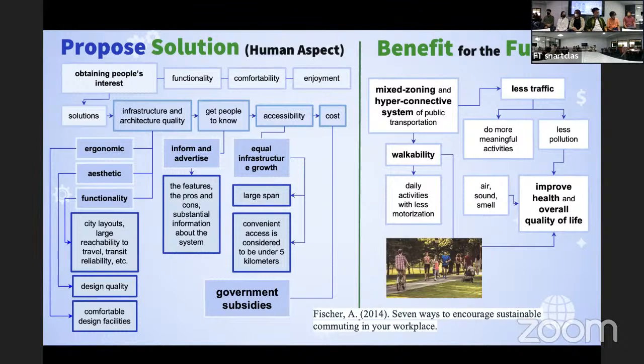Now, lastly, one of the most important aspects too is the cost. Perhaps the government can give a certain amount of subsidy. So, why do we actually create this? What is the benefit of our solution?